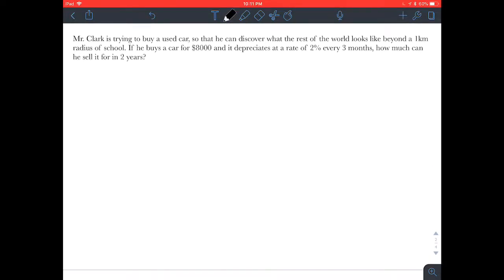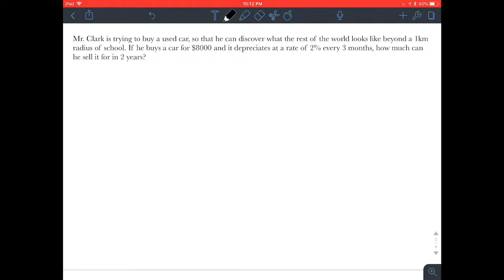Lastly, I'm trying to buy a used car so that I can discover what the rest of the world looks like beyond a 1 kilometer radius of school. True story. If I buy a car for $8,000 and it depreciates at a rate of 2% every 3 months, how much can I sell it for in 2 years?